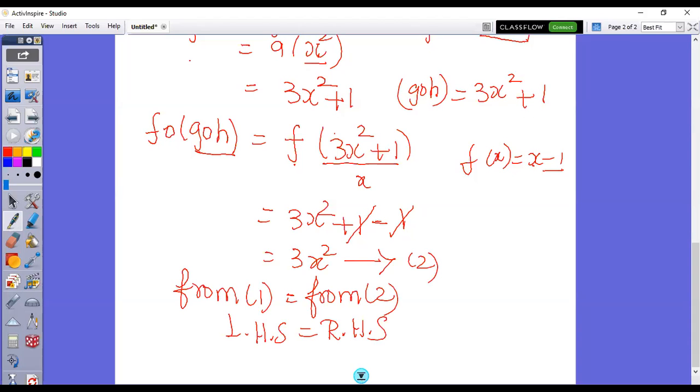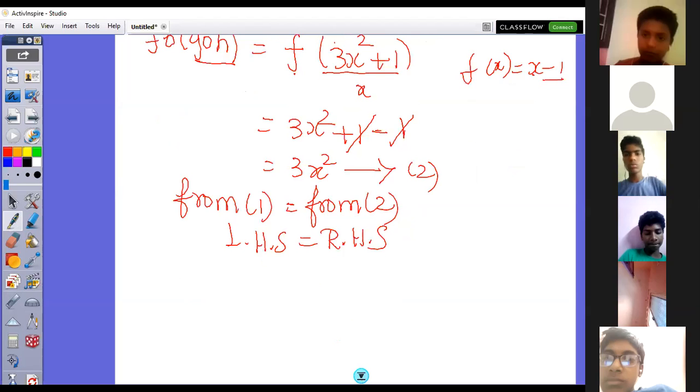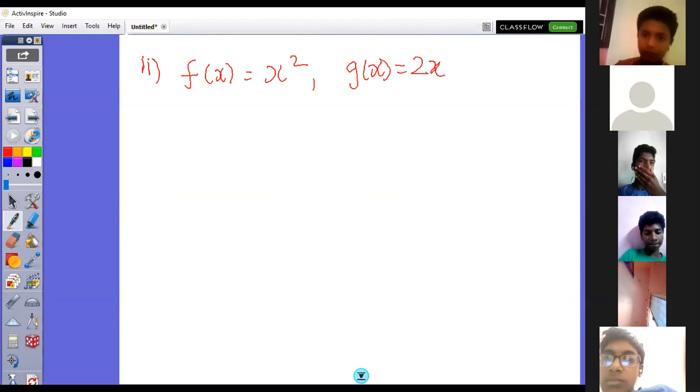Next, second sum. Second subdivision: F of X equal to X square. Next, G of X equal to 2x. Then H of X equal to X plus 4.